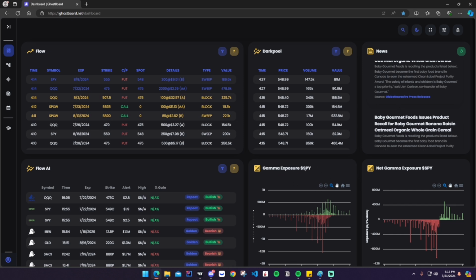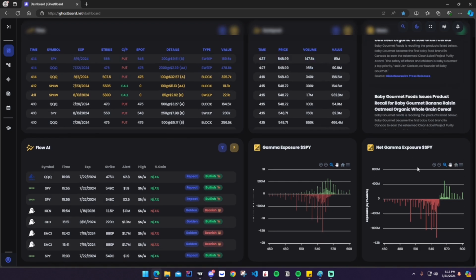We got the gamma exposure for SPY and the net gamma exposure. So I'm going to be focusing a little bit more on the net gamma exposure for SPY, but we do have some stuff coming out for SPX and all that stuff as well. So stay tuned for that stuff. But for now, I'll be focusing on the net gamma for SPY here.